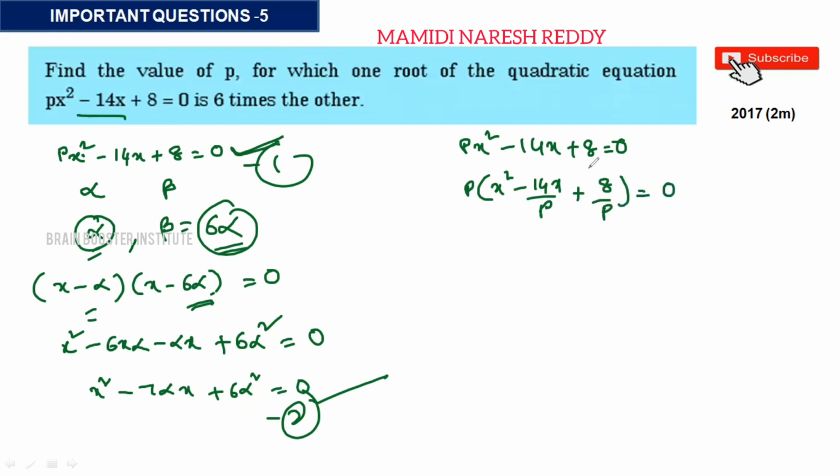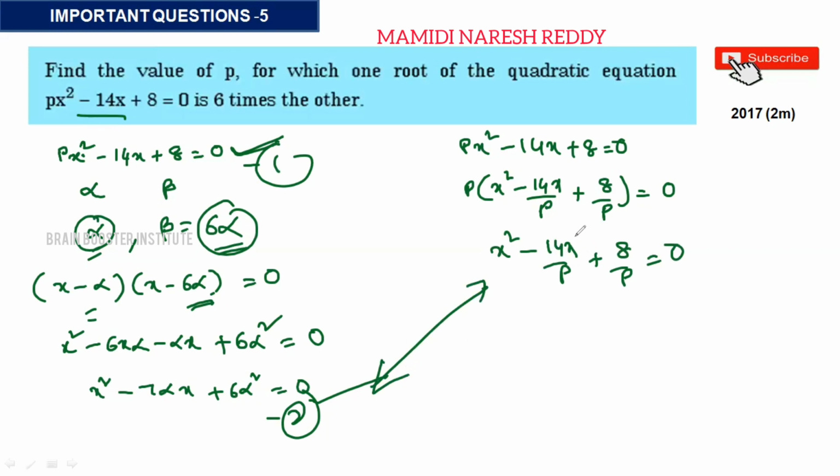Or else you can divide the entire equation by p on both sides. So definitely we'll get, p is on that side, then you get here x square minus 14x by p plus 8 by p is equal to 0. Got it? So just now compare these two equations, my friends here. By comparing these two equations, what do you get, my friends?